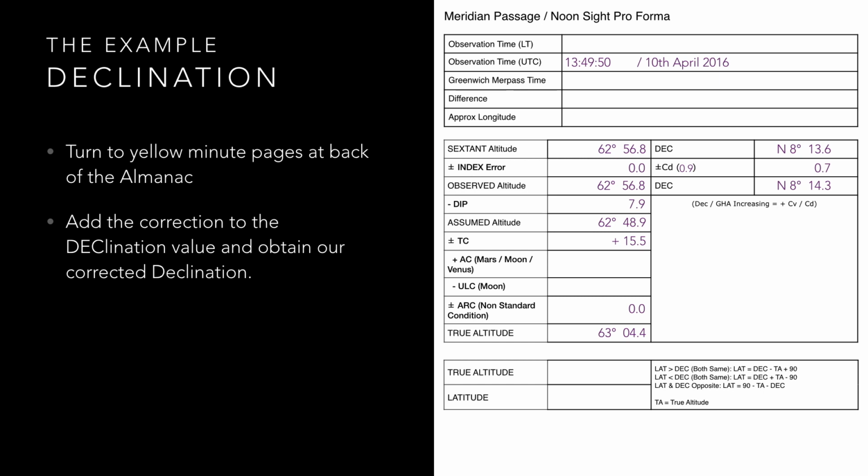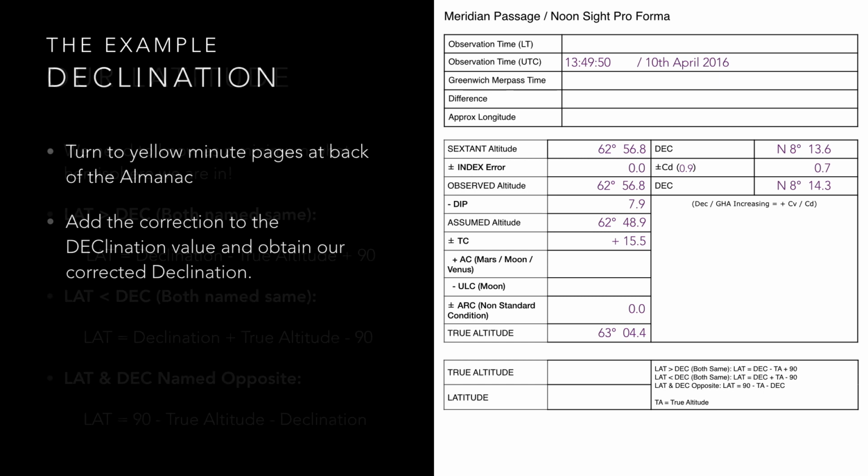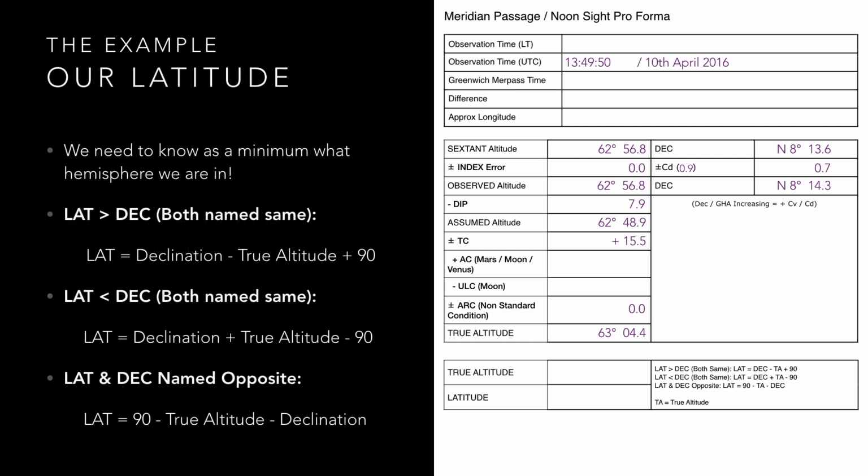Finally, to obtain the latitude, we look at the bottom table on our proforma, where we see that there is a different formula depending on our latitude. But we're working out our latitude, so how do we know which formula to use? Hopefully we know what hemisphere we're in. So if we know that we're in the northern hemisphere and our declination was south, we use the bottom formula, as the latitude and declination are considered to be named opposite. The same would apply if we were in the southern hemisphere and our declination was north.